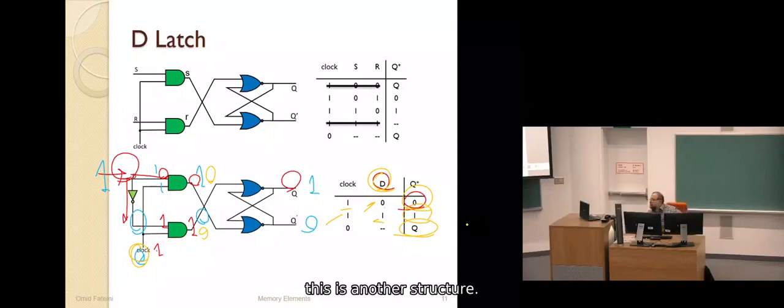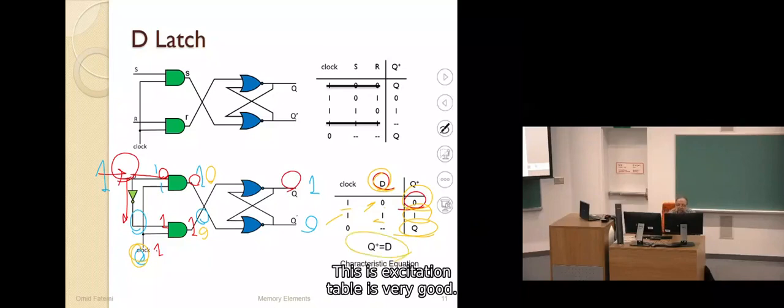So this is another structure. This is very good. The excitation table is very good. Q plus is D. So where is the clock? Where is the clock here? Clock is a very valuable thing. You shouldn't play with it much. Clock is clock. So clock means going to the next state. So the clock is showing itself here with this plus.